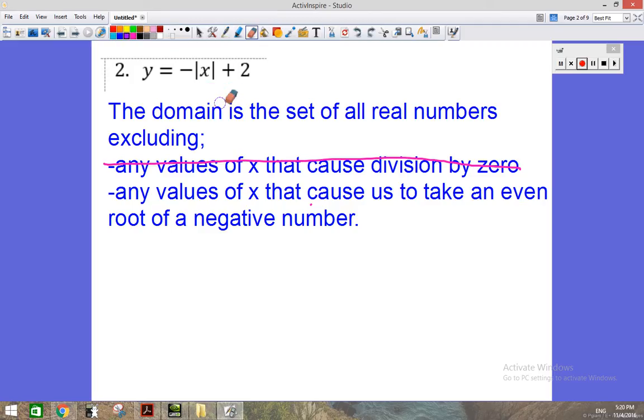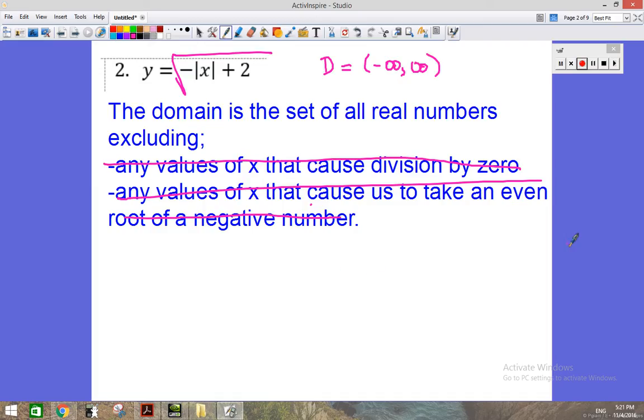Excluding any values of x that cause us to take an even root, like a square root of a negative number. Well, I don't have any square roots in there, so I don't have to worry about that. So my domain for this is all real numbers. In interval notation, we write that like this.